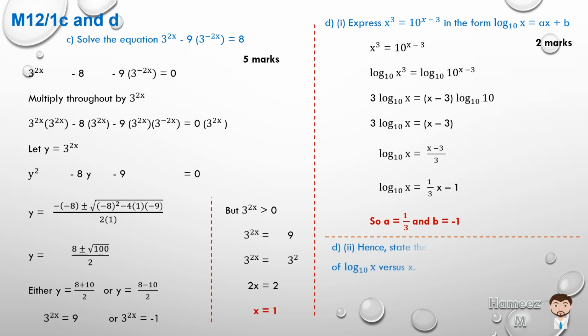In D part 2, hence state the value of the gradient of a graph of log x to base 10 versus x. So if we consider log x to base 10, what they're telling us here is imagine plotting a straight line graph y is equal to ax plus b, where y is equal to log x to base 10, and we're plotting it versus x. What is the gradient? The gradient will be a, which we worked out in part 1 to be 1/3.